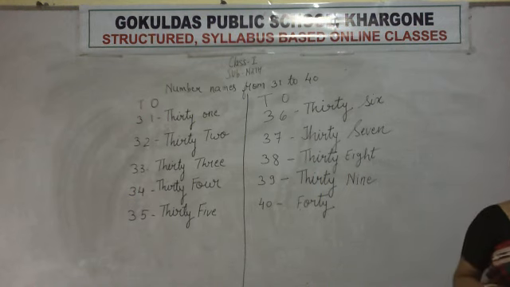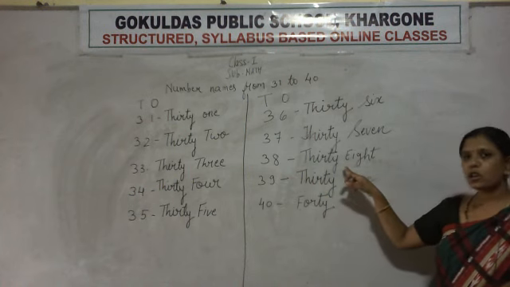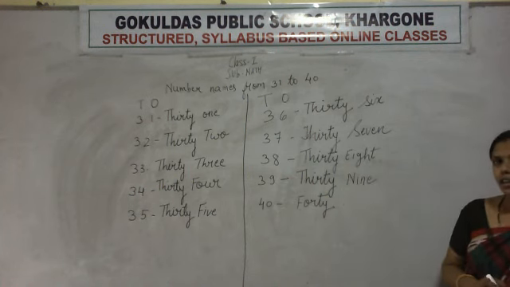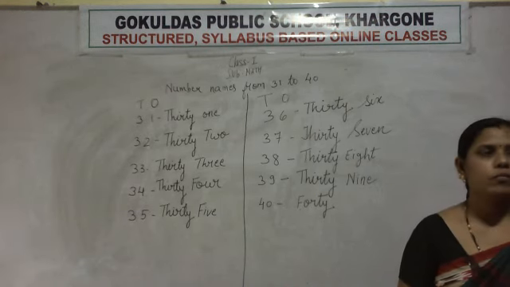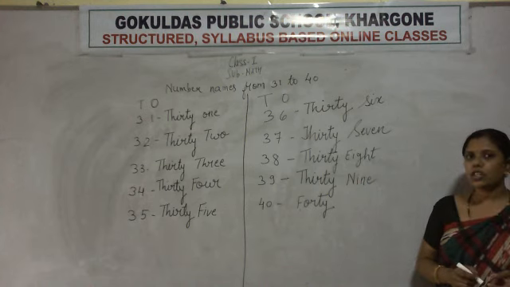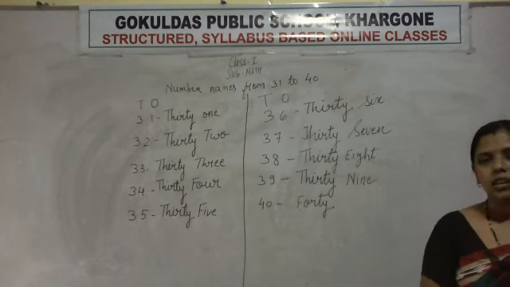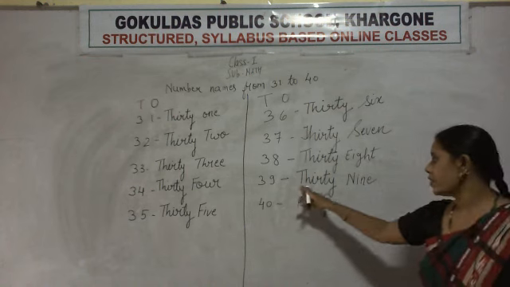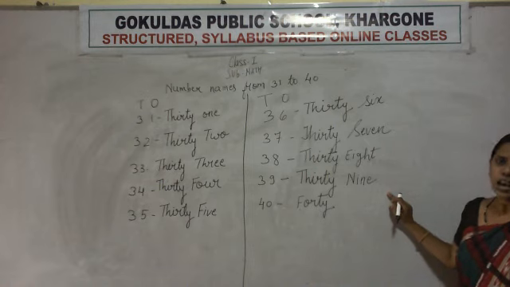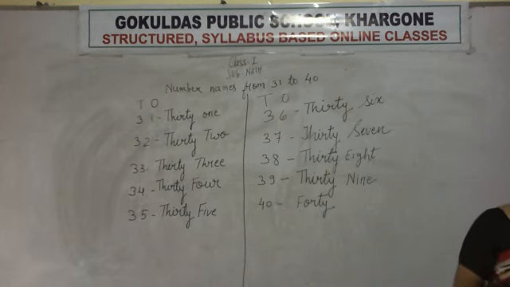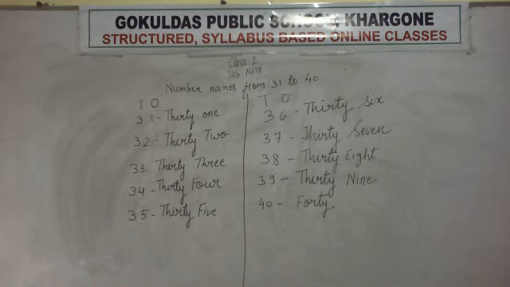After 37, which number will come? 38. So first write the spelling of 30. THIRTY. 30. Then write the spelling of 8. EIGHT. 8. After 38, which number? 39. So first write the spelling of 30. Then write the spelling of 9. 39. And last is 40. FORTY. 40. Copied? All of you have copied? Written?